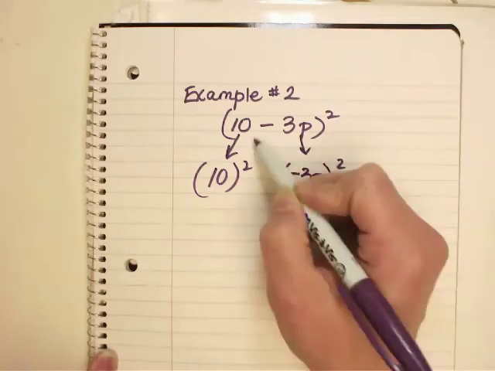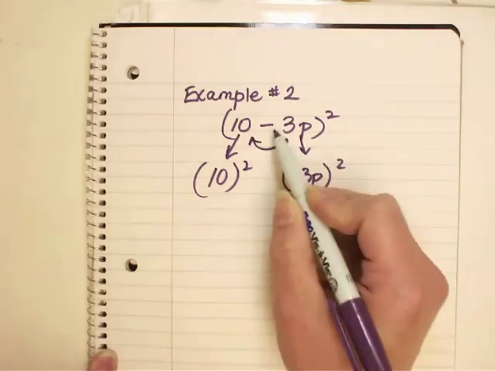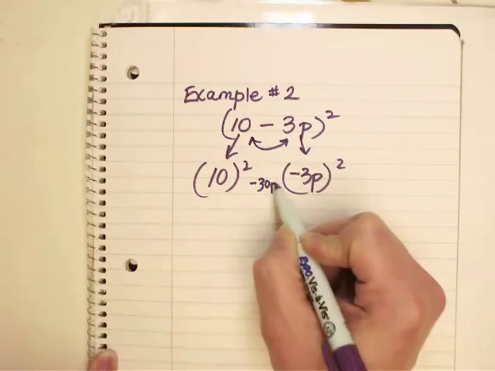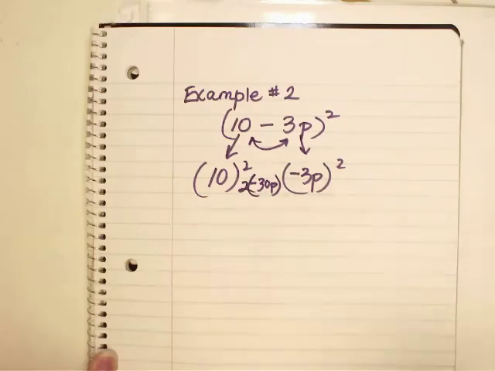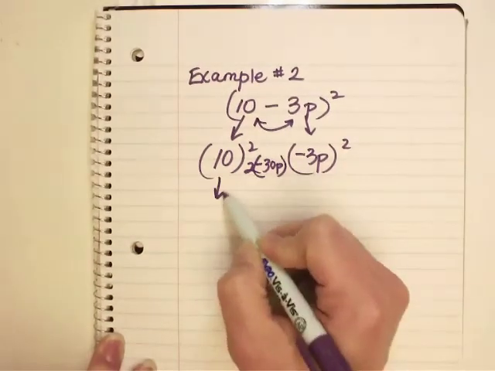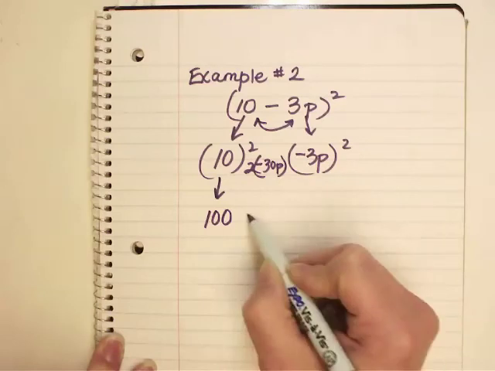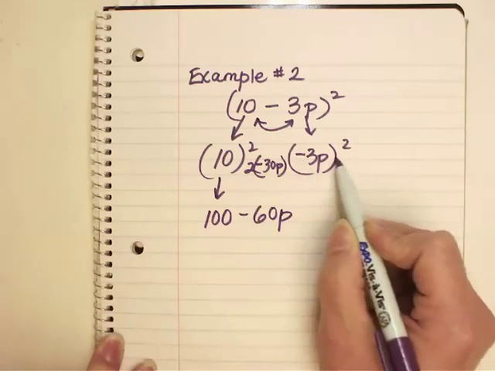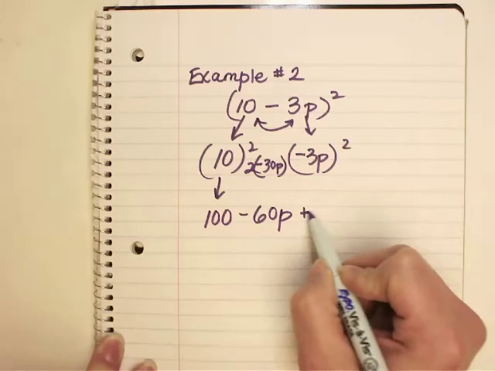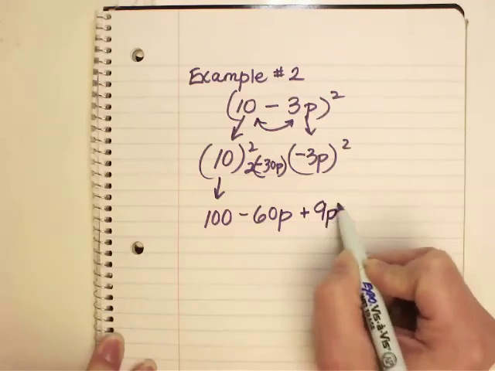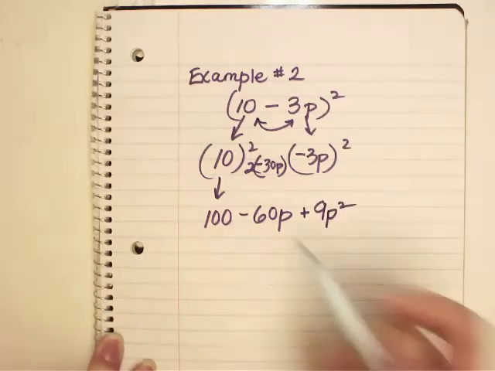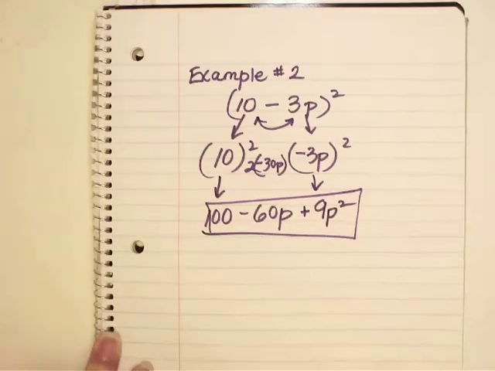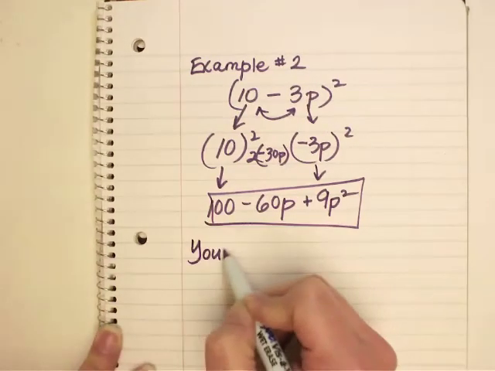And then don't forget that smile. 10 times a negative 3p would give us negative 30p. And remember, this is a double the middle. So then we end up with 100 minus 60p, and then a negative 3p squared would give us a positive 9p squared. And this would be your PST, or perfect square trinomial. So again, your turn.